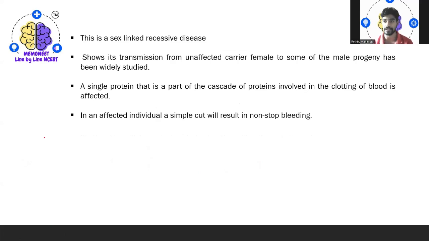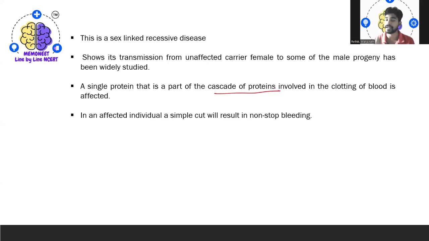In hemophilia, what happens? A single protein, which is actually a part of a cascade of proteins normally involved in the clotting of the blood, has been affected.